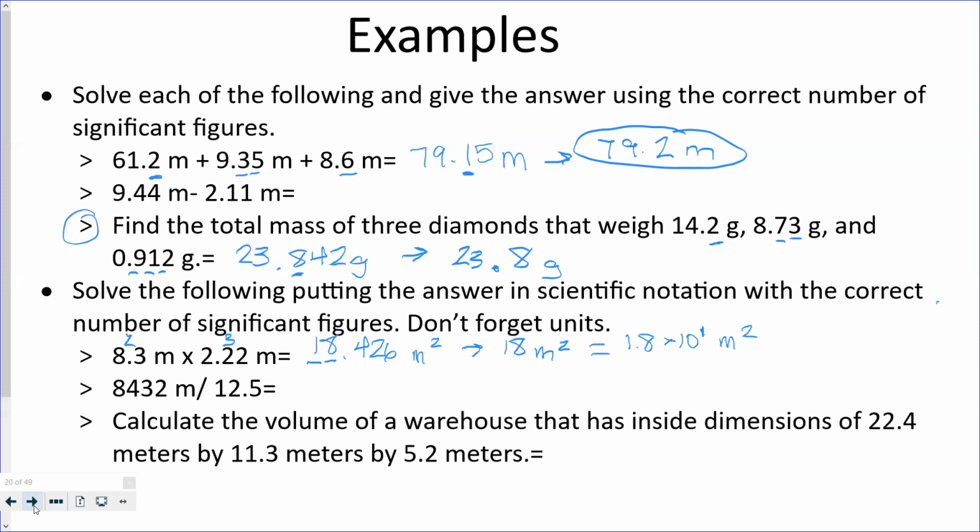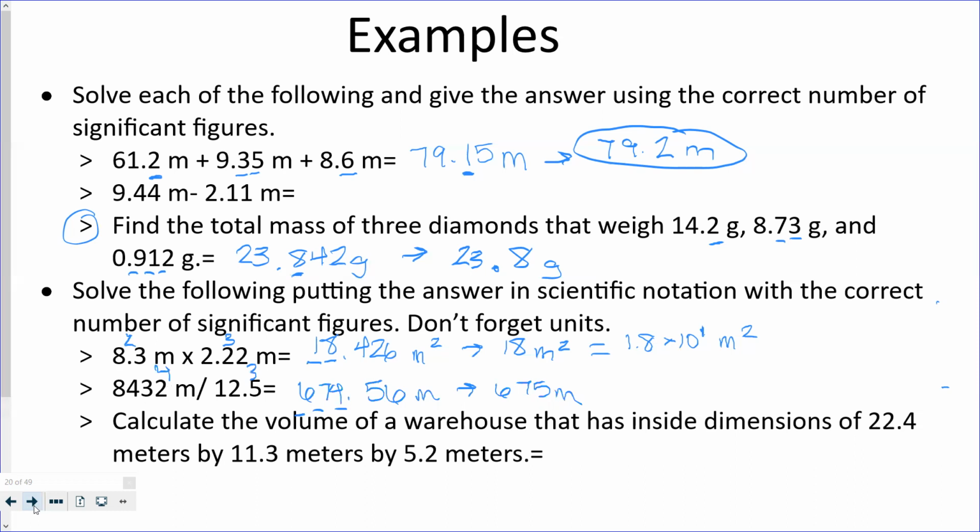We have 8,432 divided by 12.5. Our calculator answer is 674.56. That would end up being meters based off of the units that we have. Because we're dividing, we're looking for the least number of digits. 8,432 has 4 digits. 12.5 has 3 digits. So our answer, we need to round to 3 digits, which would round to the ones place, which would end up being 675 meters.